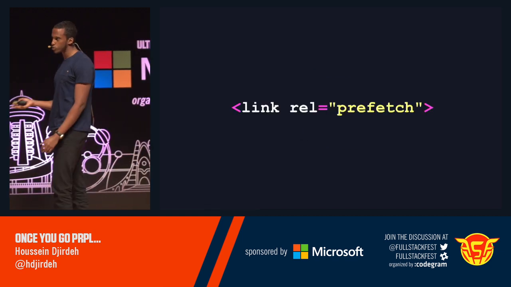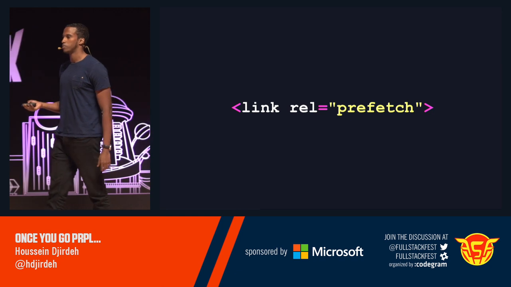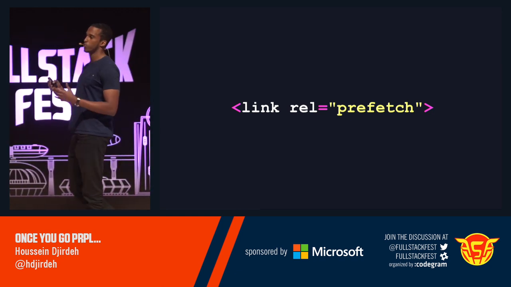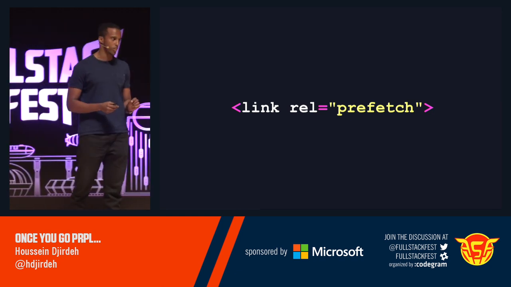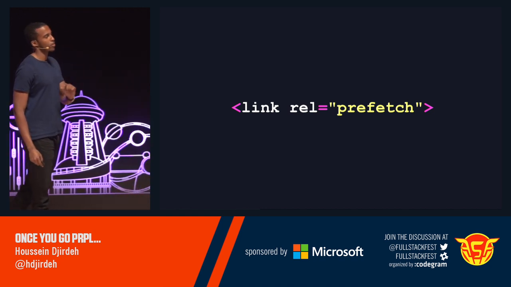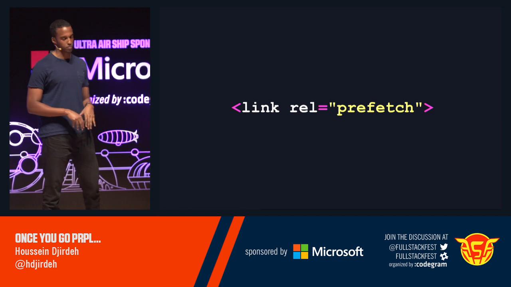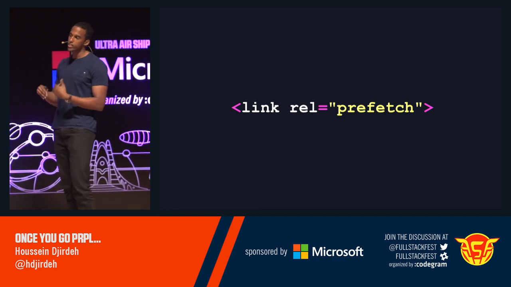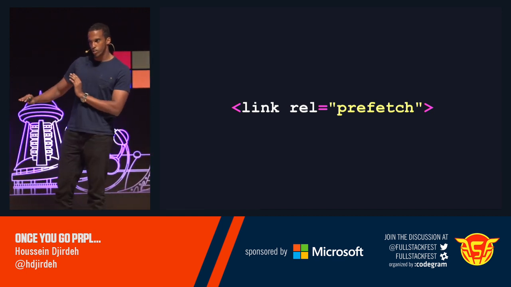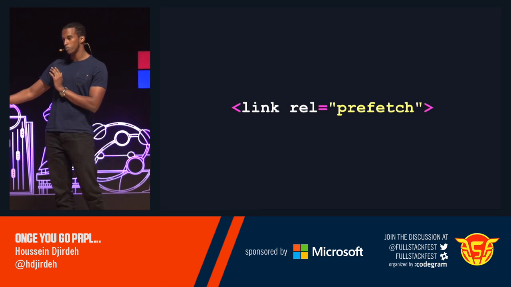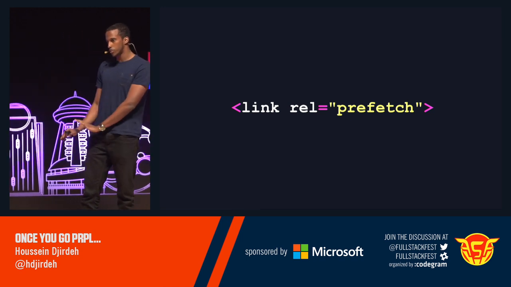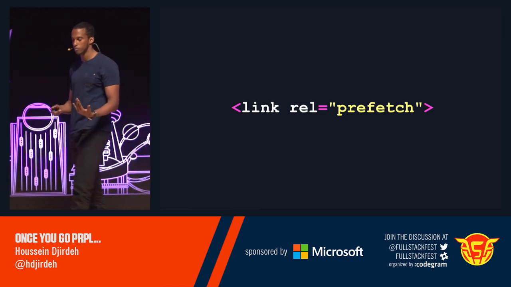Something else we can also leverage is something called prefetch. And it works very similarly to preload, but the only difference is that prefetch is actually for resources that are in a different navigation route than what the user is currently on. In other words, we're just hinting to the browser that, hey, these are resources that the user might need in the future. Download your critical resources first, and then try to download this later.